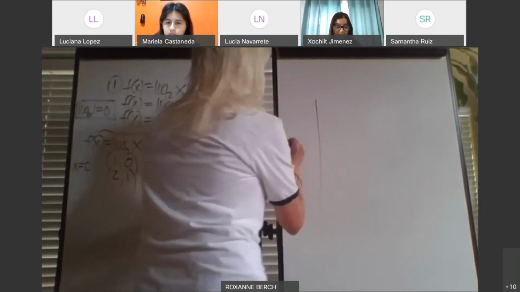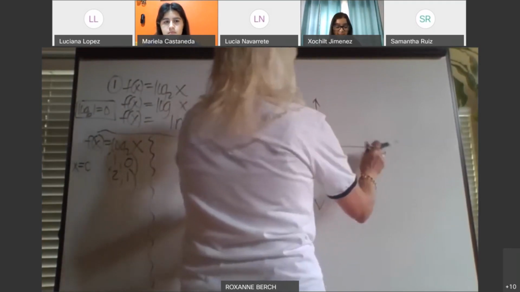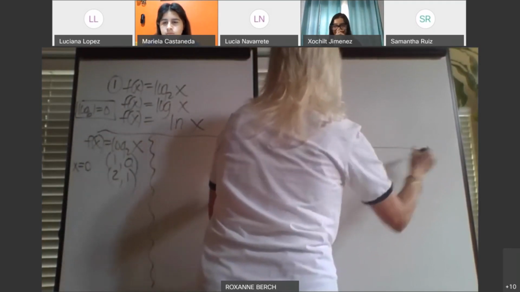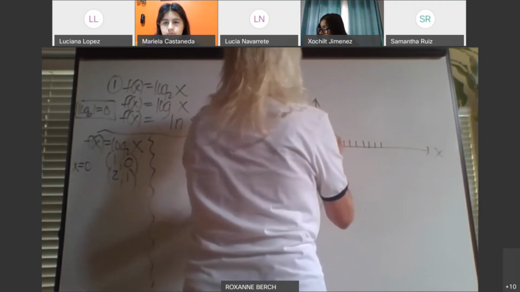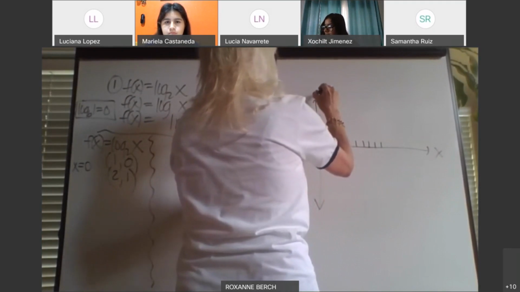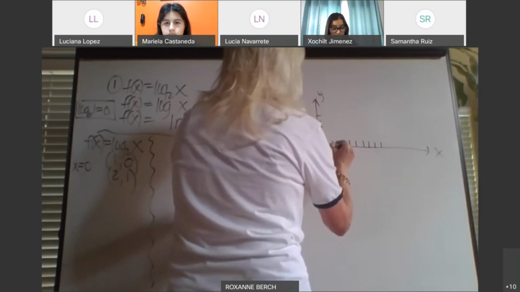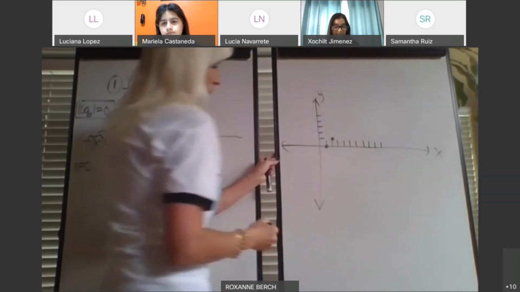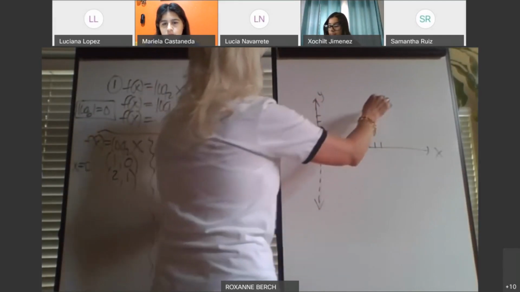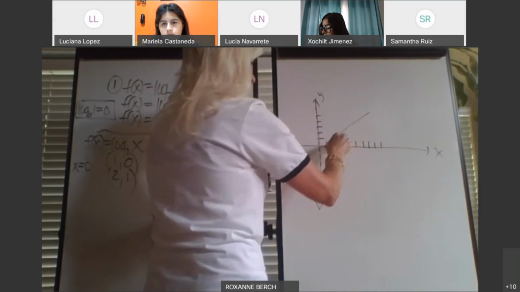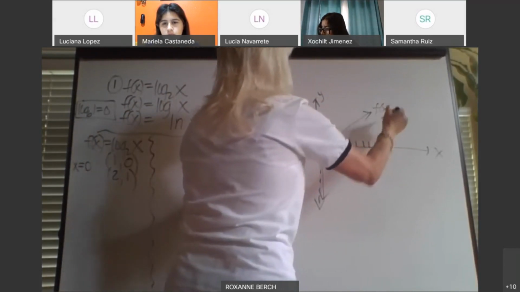Graph it. I'm going to do it in a different color. So I'm going to do this one in black. So this one, right 1, 0, right 2, up 1, and draw the graph with the vertical asymptote at x equals 0. So you run the graph along the vertical asymptote. So that's the black graph.